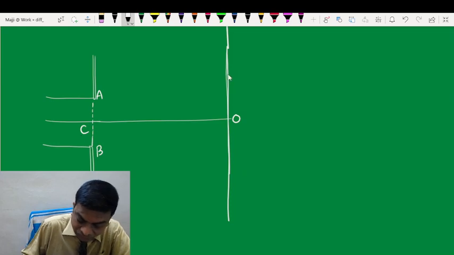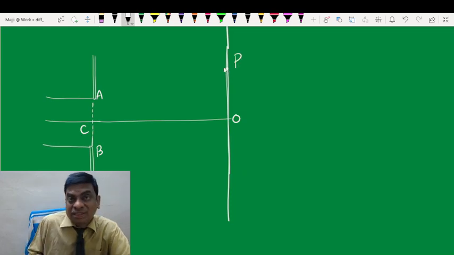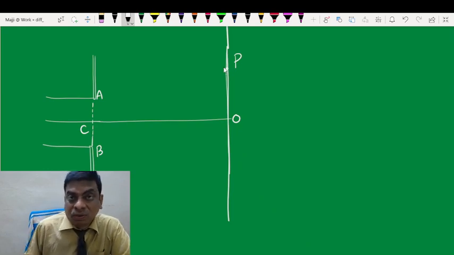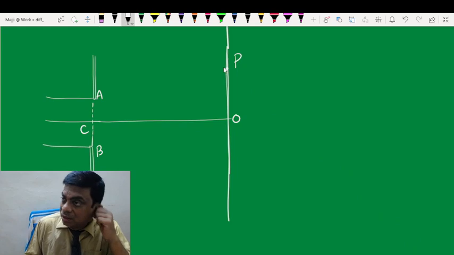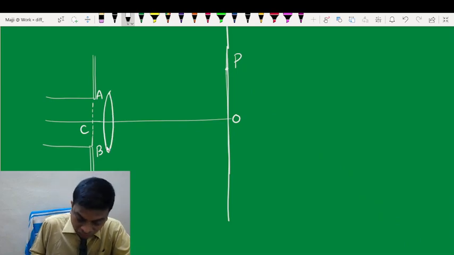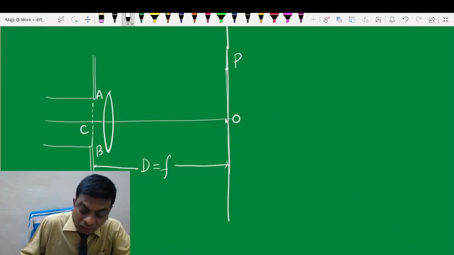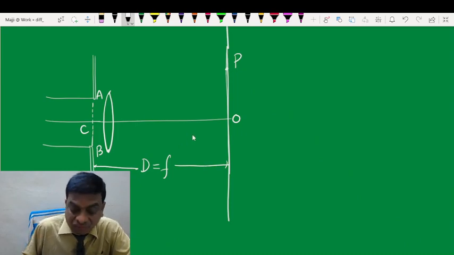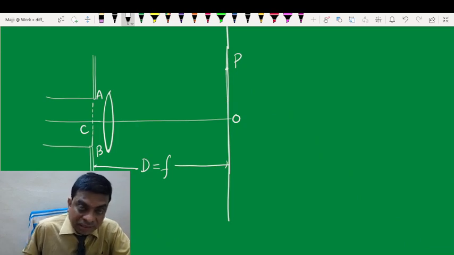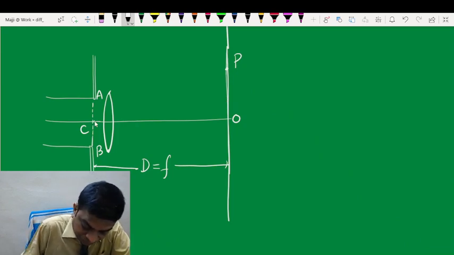C is the midpoint. Now let us choose a point P where we want to investigate the nature of the point. That is, we want to know the intensity there, whether it is a dark or a bright fringe. Remember, there is no need to show a convex lens, as in most of the books they are showing. Of course, there has to be a convex lens, and this distance should be equal to the focal length of the lens. Only then all the light rays passing to the convex lens will get focused on the focal plane. The screen should be at the focal plane of the convex lens. I hope that is clear.